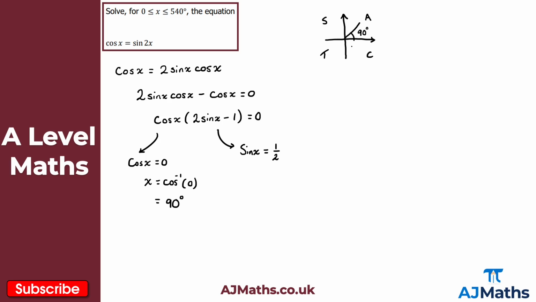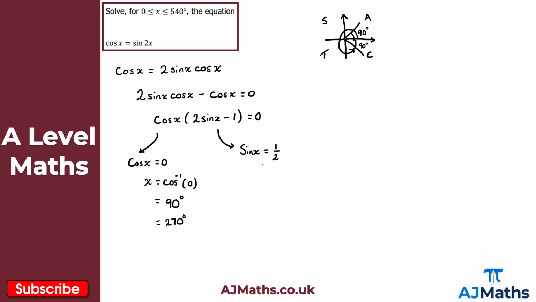Cosine is also positive in this quadrant here. So what we're looking for is, if we start on what would be the x-axis and we go around so we touch this line, what is the angle that is formed? Well, that would be 360 degrees minus this angle here, which is also 90 degrees. So 360 minus 90 gives me 270 degrees. My principal solutions are 90 degrees and 270 degrees for this equation.